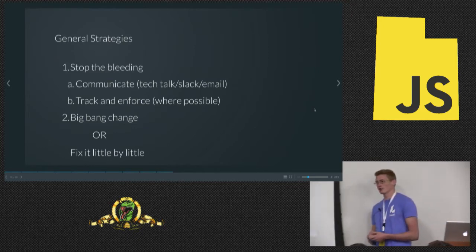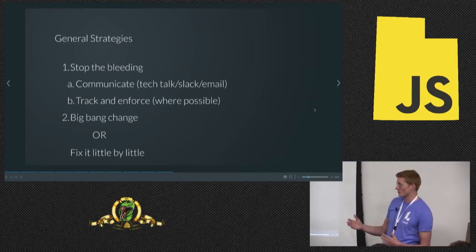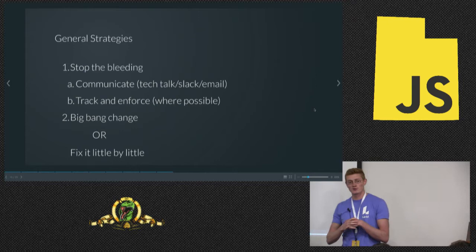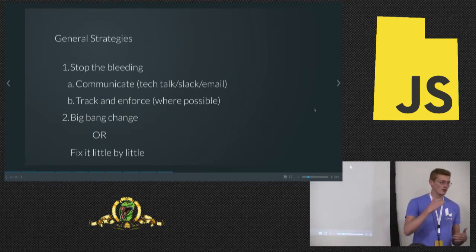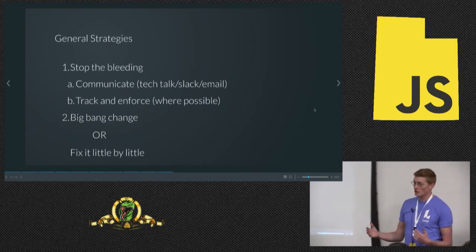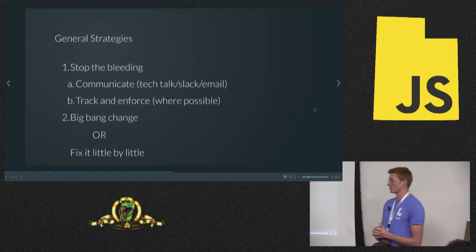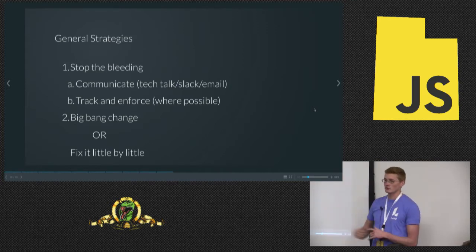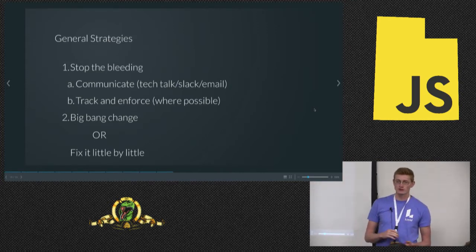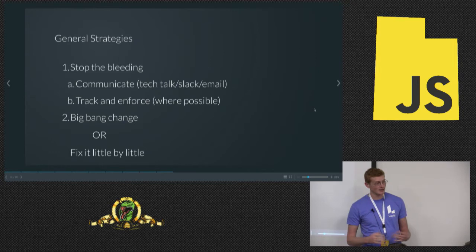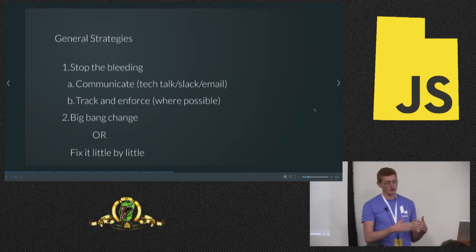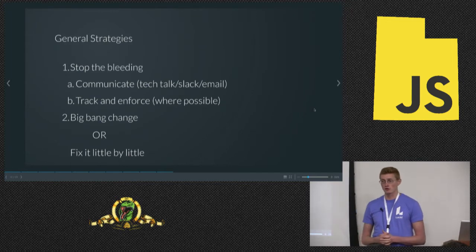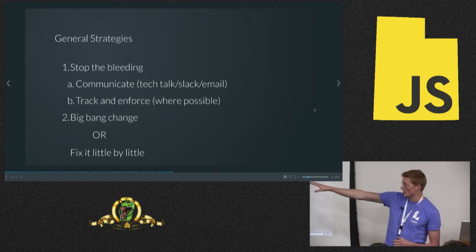From there, once you stop the bleeding, you can use one of two strategies. The big bang change, where you just go and fix everything in your existing code base in one sweep, or the alternative is you fix it little by little. We prefer the big bang change because it's very hard to enforce standards when existing code doesn't follow those standards. Many engineers do the copy and paste mentality, or they look for an example in the existing code base. And if all code does not conform to the standard, it's hard to get new code to conform to that standard. So we prefer the big bang change.